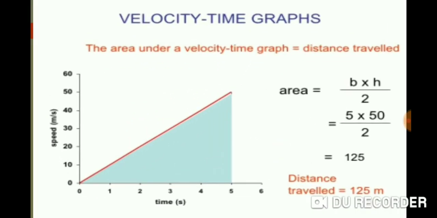A velocity time graph also represents one more quantity, that is the distance traveled by the body. The distance traveled by the body can be calculated by taking the area occupied under the velocity time graph. As you can see in the graph appearing on your screen, the area is shown below the graph line. This area represents the area of a triangle. Area of a triangle can be calculated by the formula half into base into height. Using this formula, we can calculate the distance traveled by the body.